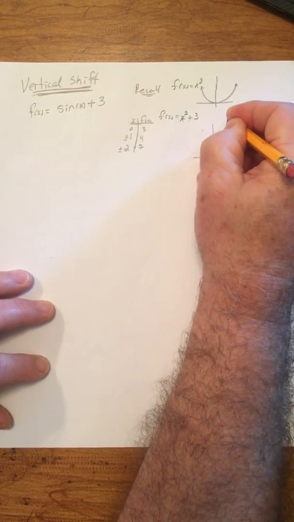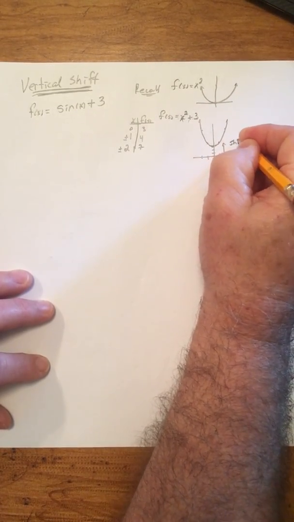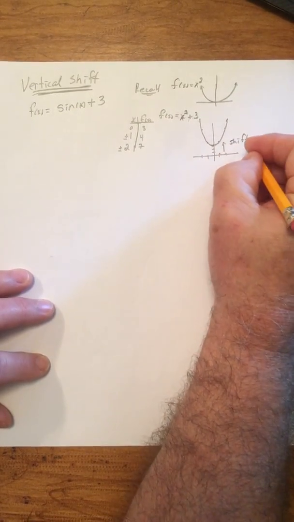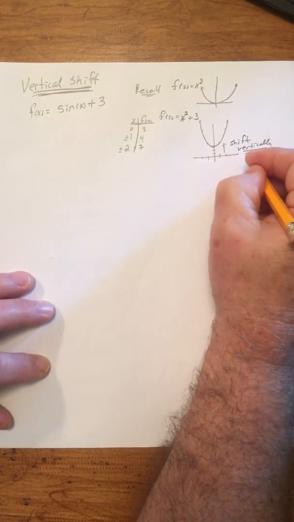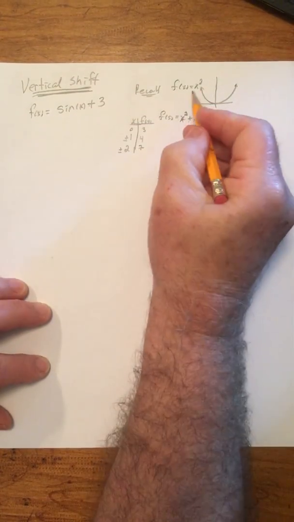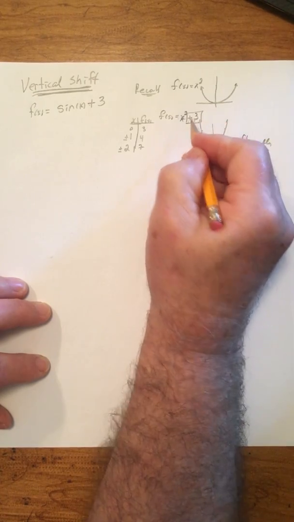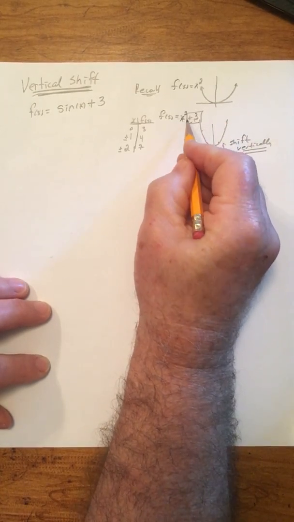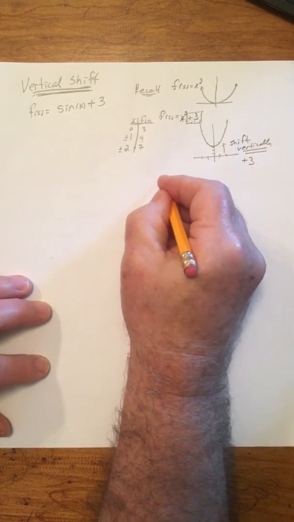And so what we generate is the same basic shape, but do we see it's been shifted vertically? We've been shifted up 3 units. And so that's what this value corresponds to. If you add or subtract a value outside this primary function, that corresponds to a vertical shift.